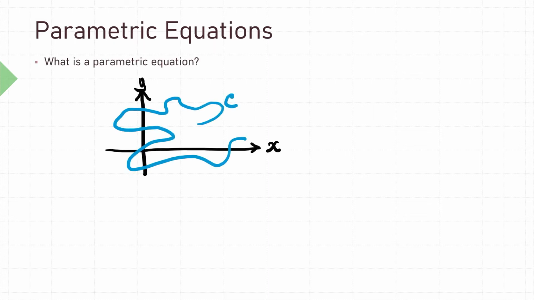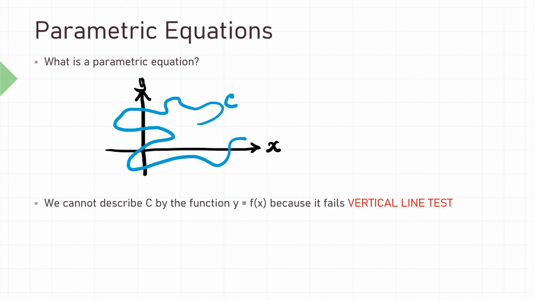Let's consider this plane and the curve C represented by the blue line there. Let's say we have the curve C here. We cannot describe the curve C by the function y equal to f(x). Why? Because it fails the vertical line test.